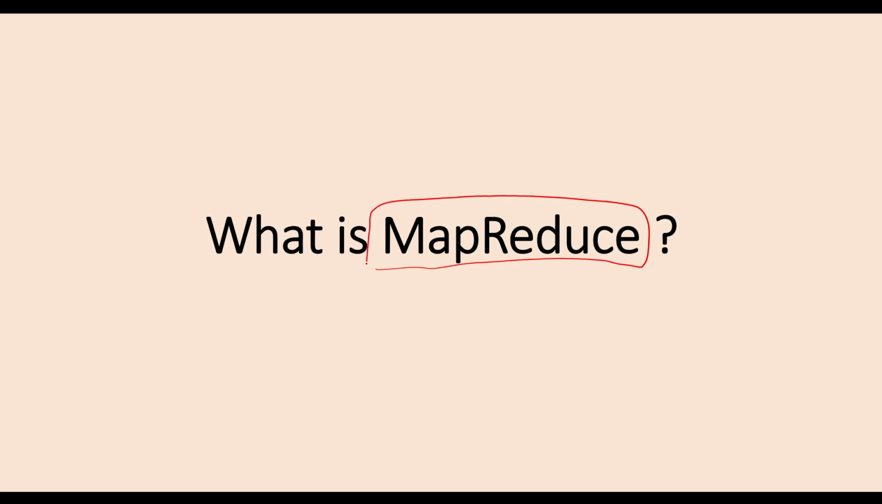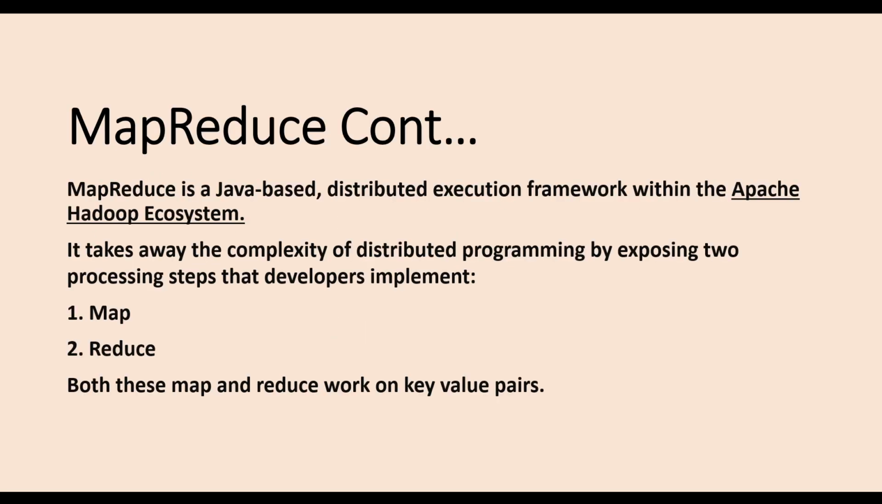So what is this MapReduce? When data is originated, to handle and process that big data, they came up with a computation process. That process is MapReduce. It is made up of two things, map and reduce. MapReduce is a Java based distributed execution framework within the Apache Hadoop ecosystem.